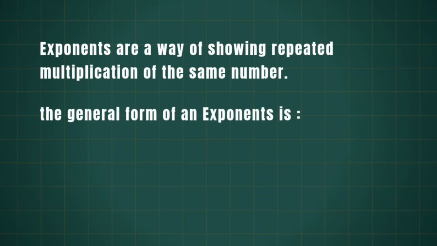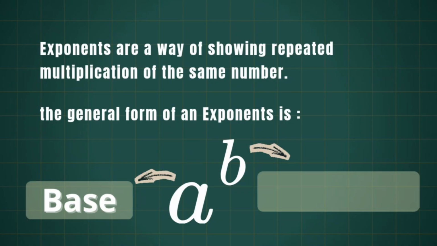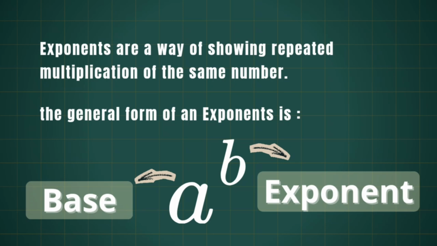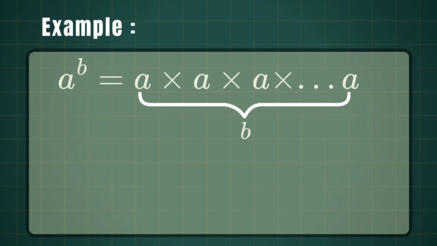The general form of an exponent is written like this: a to the power of b. In this expression, a is called the base and b is called the exponent or power. The exponent tells us how many times the base is multiplied by itself. For example, if b is a positive integer, then a to the power of b equals a times a times a, and so on, repeated b times.